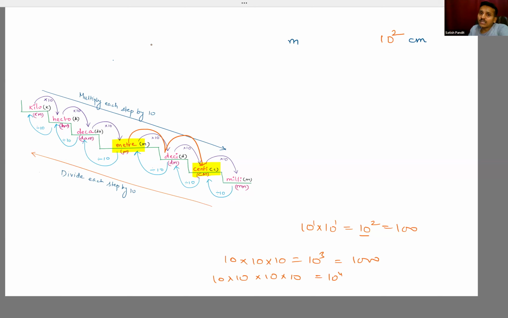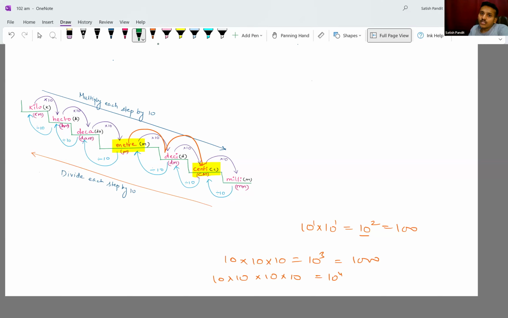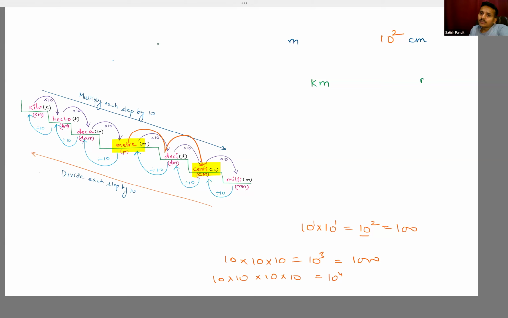Suppose I want to convert kilometer to millimeter. So kilometer to millimeter, I have to go 6 steps down. So I'll put 10 to the power 6. Very simple.